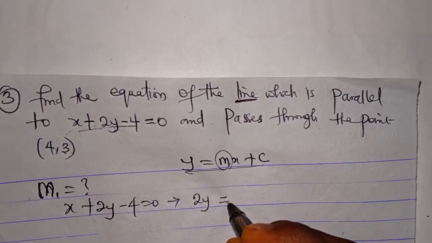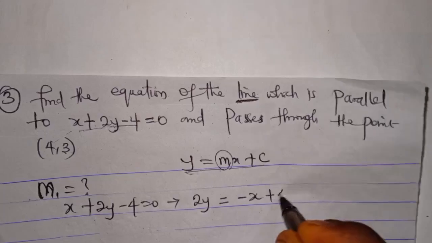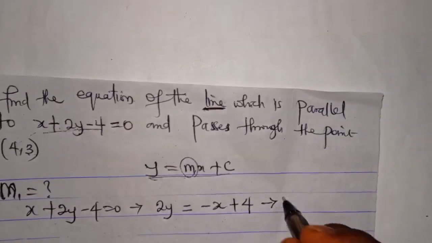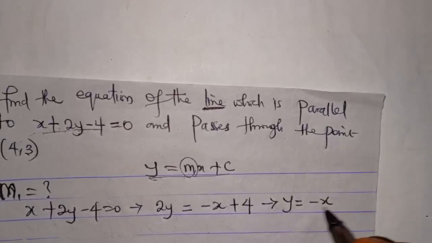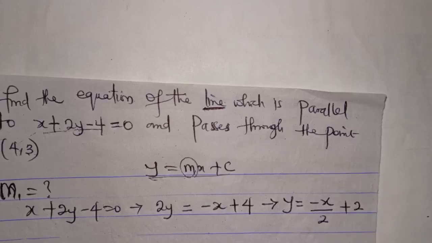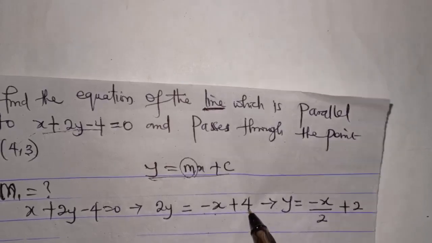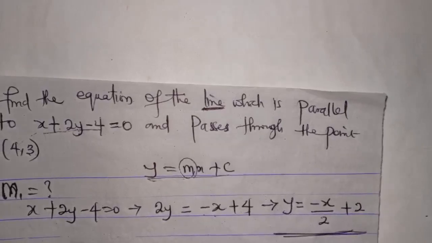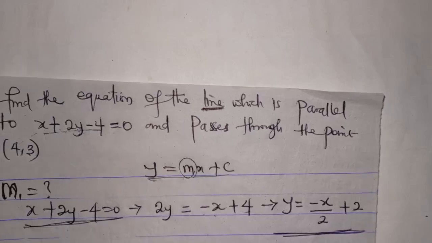Minus 4 and x we have to cross. So we have minus x plus 4. Dividing both sides by 2, that will be equal to minus x over 2 plus 2. This is divided by 2. Divide this one by 2, we have 2. So this equation and this one, they are the same.